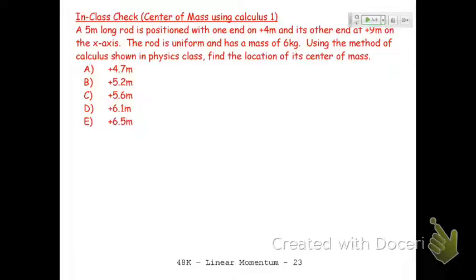5 meter long rod is positioned with one end at 4. Oh, now does that old joke about I show you the easiest example and then all the things you do are harder? Yeah. Which is true.